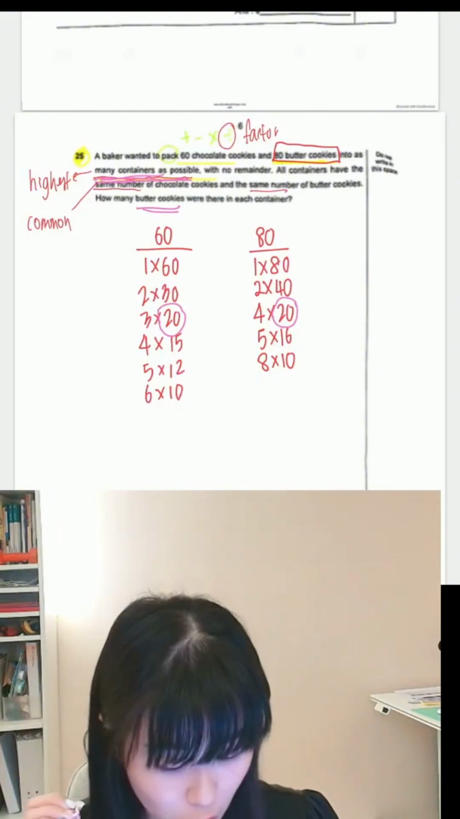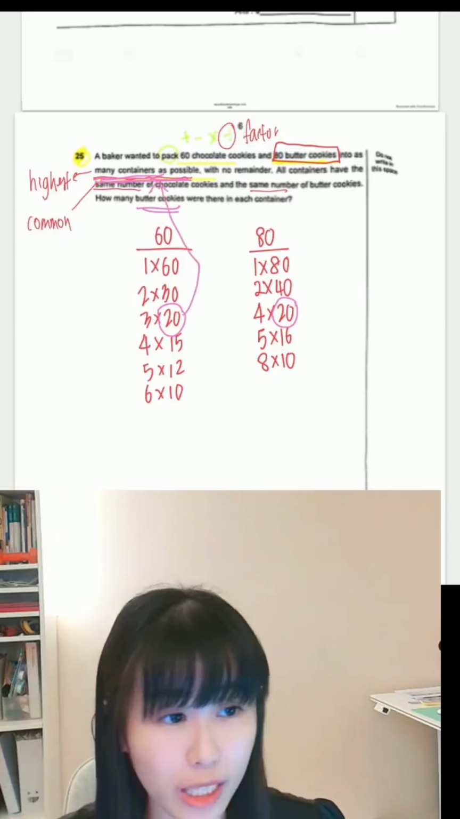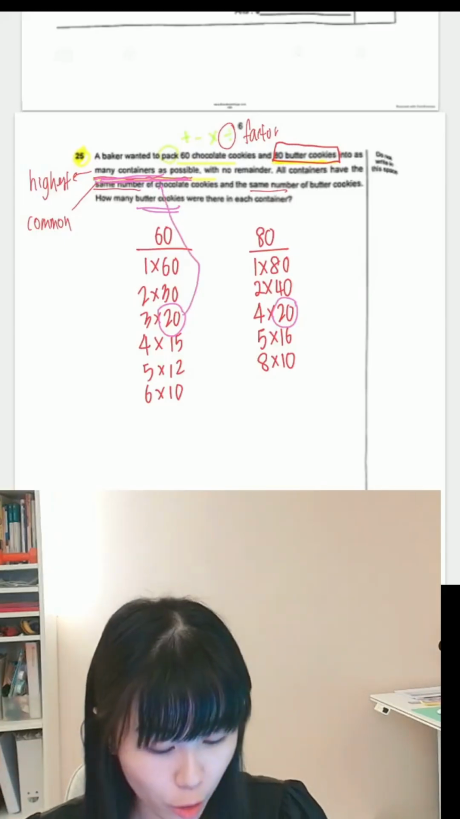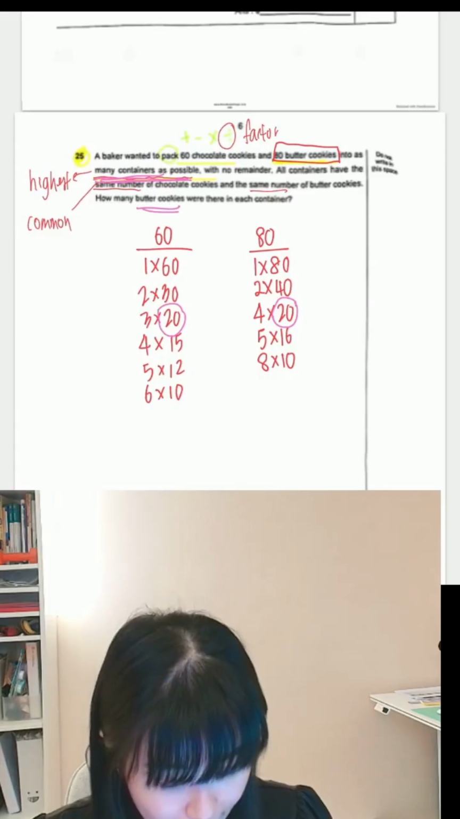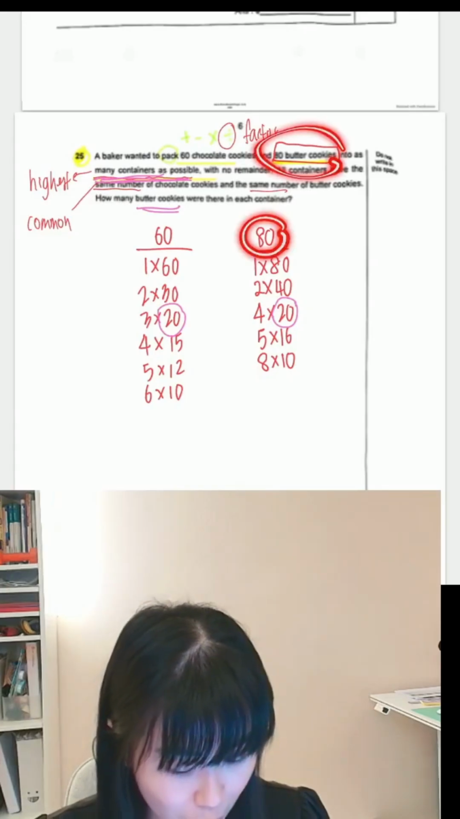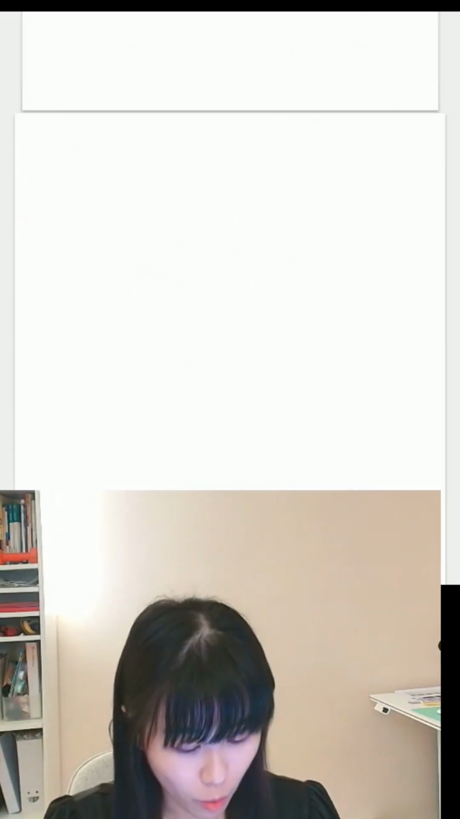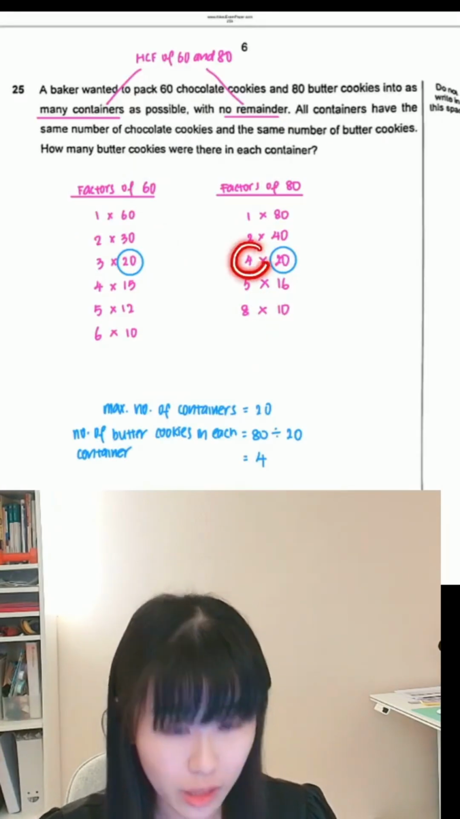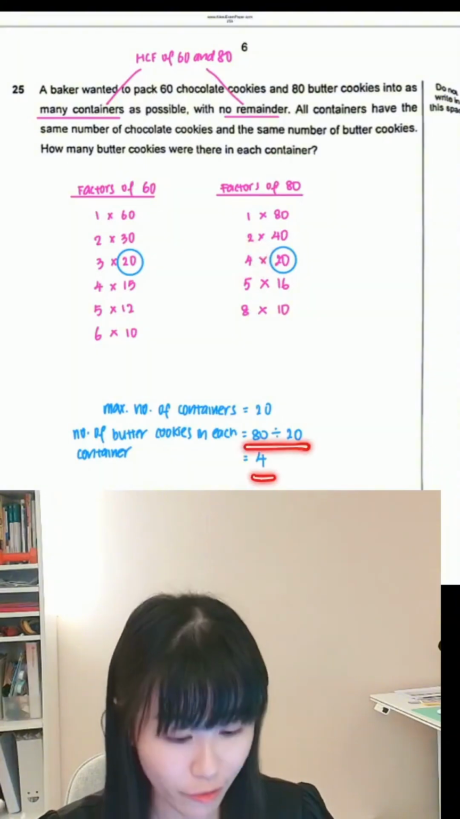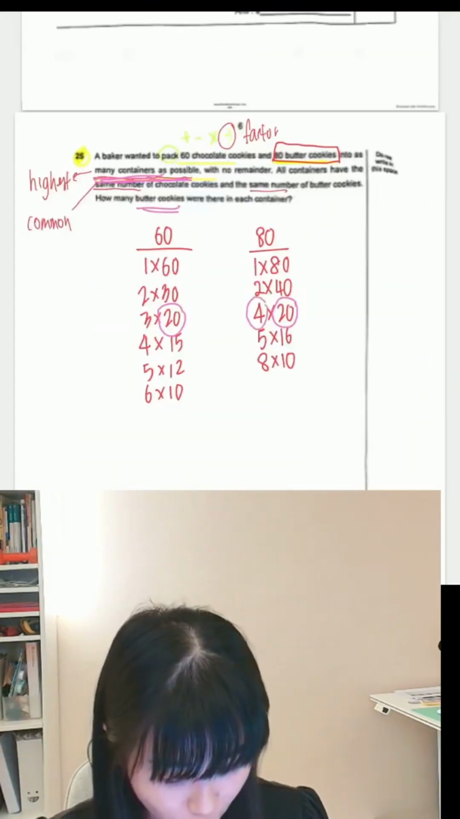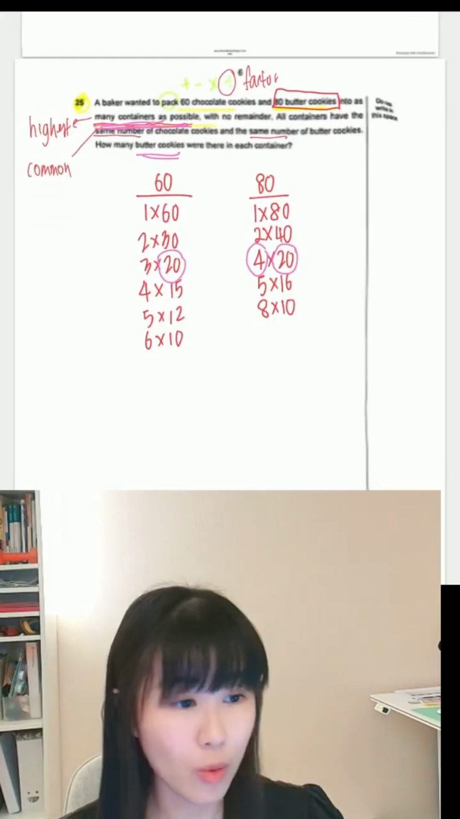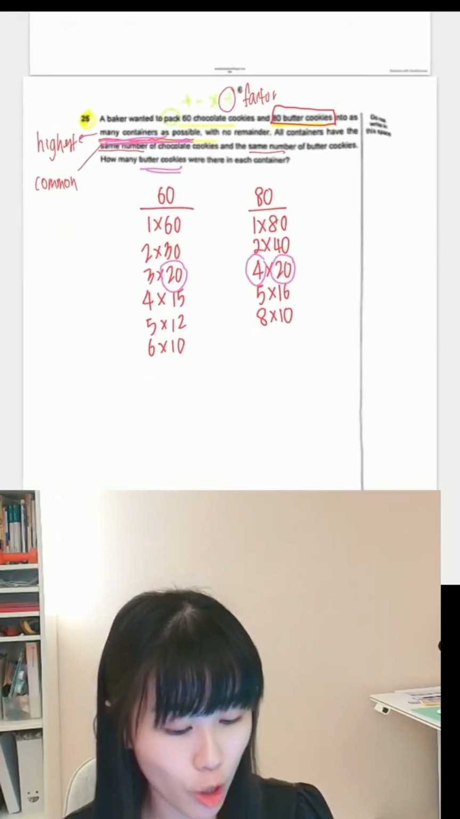That's your container. 20 is your container. So actually, if you got 20 containers, your 80 butter cookies are divided back into 20 containers. So each container will have 4. This number here, 80 divided by 20 is 4. That's why your answer is 4. Okay, now this one is the long way of doing it. I'll show you another way.